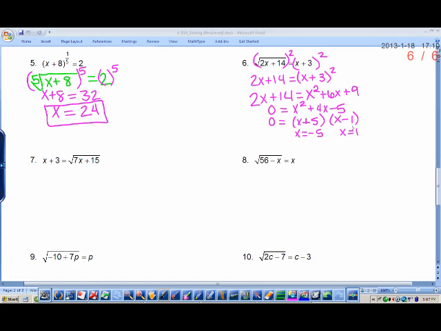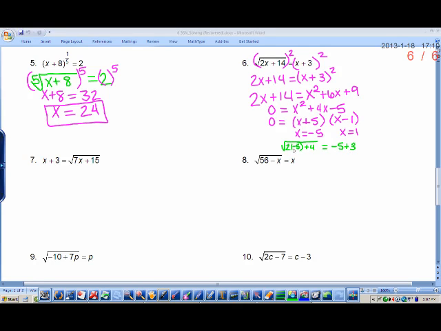But I am not done yet, especially when you have variables on both sides. It's even more important to make sure you check for extraneous solutions. And remember, what extraneous means is that even though you solved everything right, that solution does not make your original equation true. All right, well, let's start by plugging in the -5. So I would have the square root of 2 times -5 plus 14, and I want to know if that equals -5 plus 3.